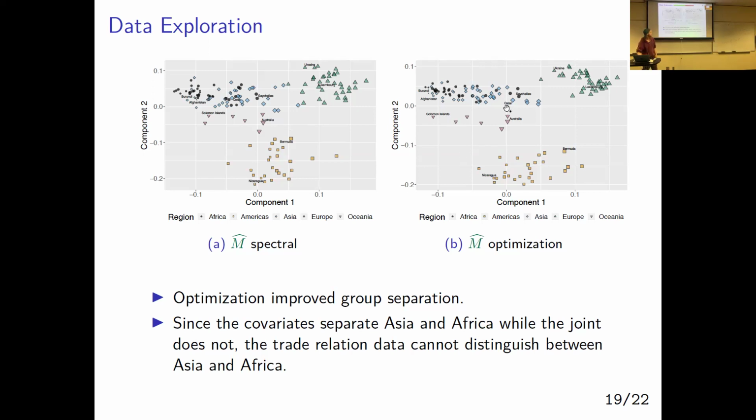Still, you cannot distinguish Africa from Asia in the joint, in either case. That's the black and blue dots up there in the top left. Those can't be distinguished, but the joint components can distinguish between every other region. All right. But in general, maybe you're not talking about geography, we got some better defined clusters.